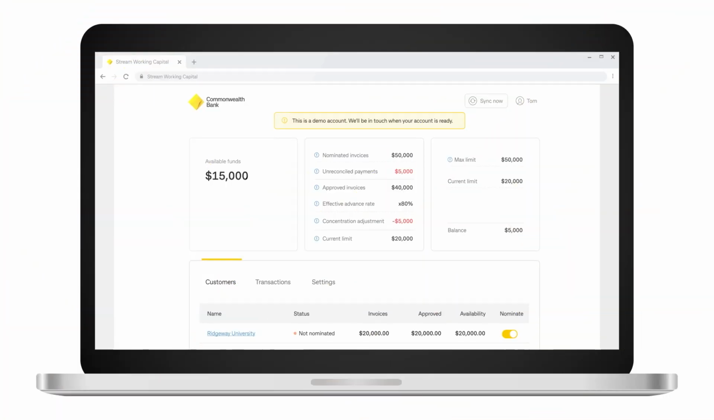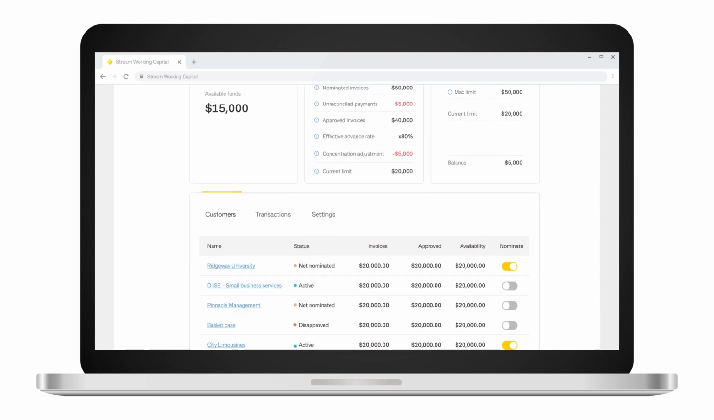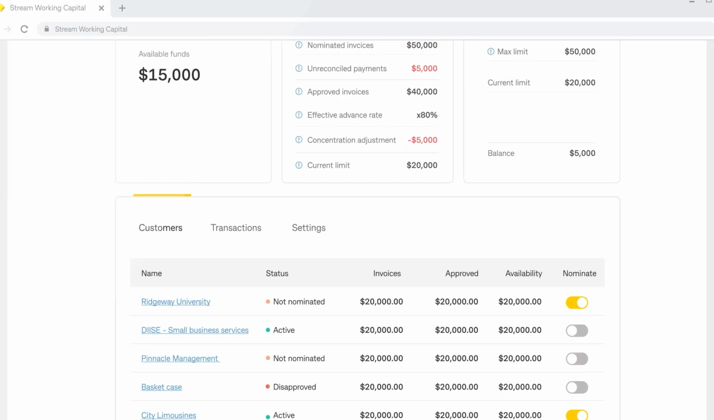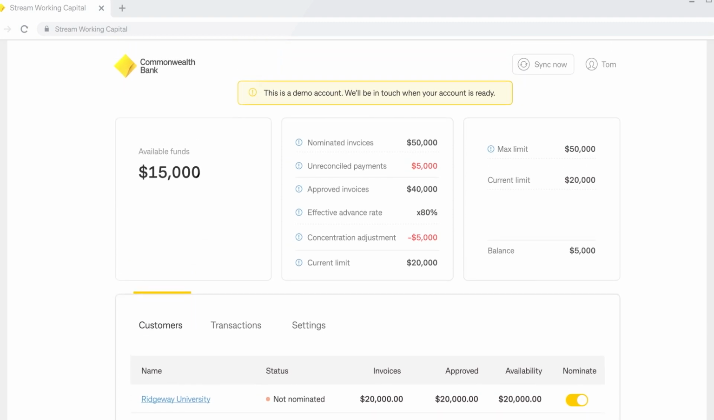Once approved, you can explore Stream Working Capital dashboard to select which of your customers' invoices you'd like to include. Credit limits are tailored to your business, and your available limit will rise and fall in real time based on the value of your current outstanding invoices. The more customers you nominate, the higher your available limit could be.